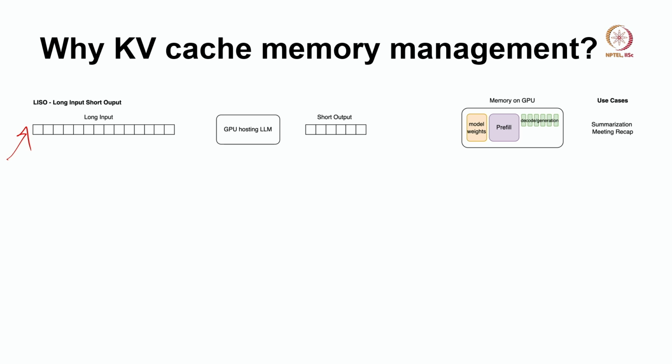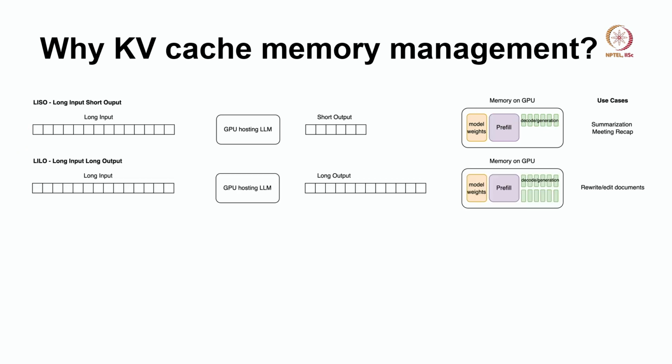Now in that case, the memory on the GPU will be occupied by the model weights. Then prefill will require a good amount of memory because our input is long, right? And decode will occupy a relatively small amount of memory because our output is short. So summarization, meeting recap, etc. are the use cases of long input, short output.